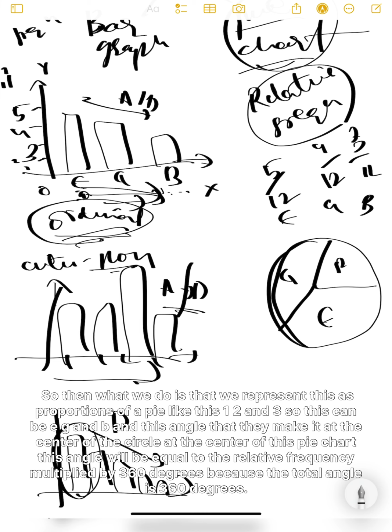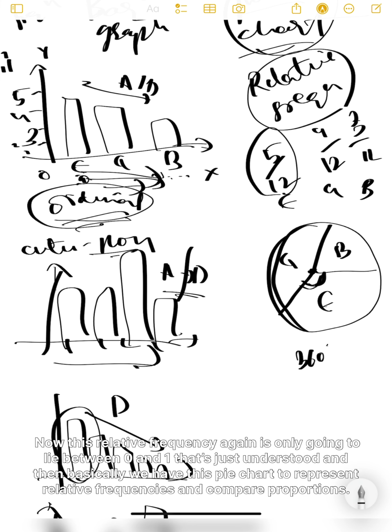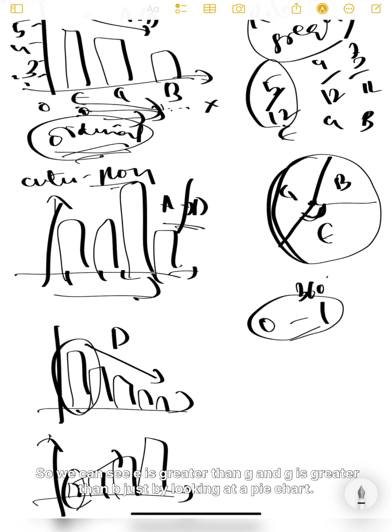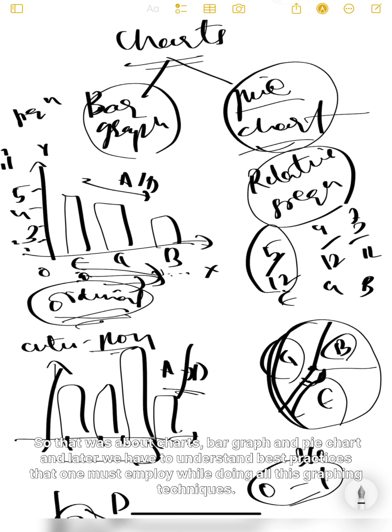So this can be E, G, and B, and the angle that they make at the center of this pie chart will be equal to the relative frequency multiplied by 360 degrees, because the total angle is 360 degrees. Now this relative frequency again is only going to lie between 0 and 1. That's just understood. And then we have this pie chart to represent relative frequencies and compare proportions. So we can say E is greater than G and G is greater than B just by looking at a pie chart. So that was about charts, bar graph, and pie chart.